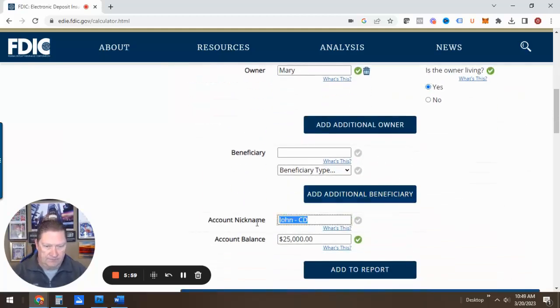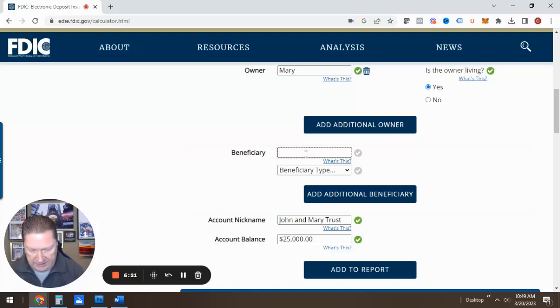Now, John and Mary trust account. Okay. Now, let's list beneficiaries. This is very important that you know this. We've had questions about it. What if I had a trust? We're going to cover what the FDIC limits are on the trust also in this big report.